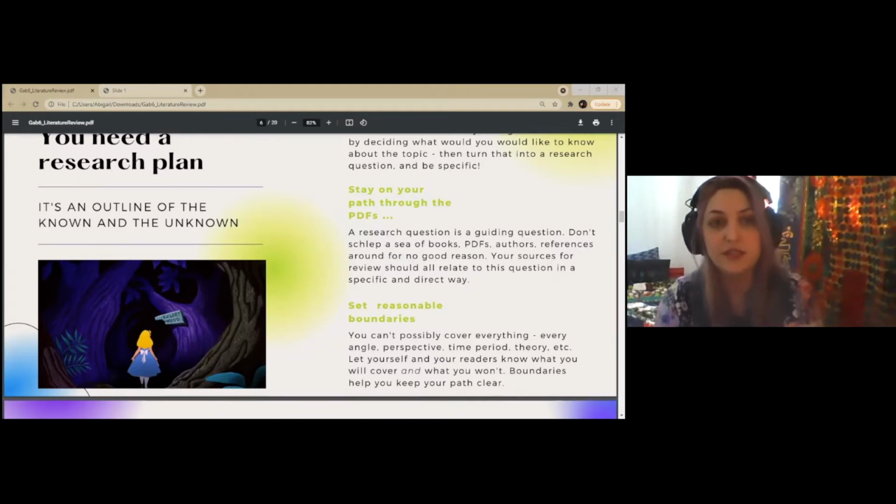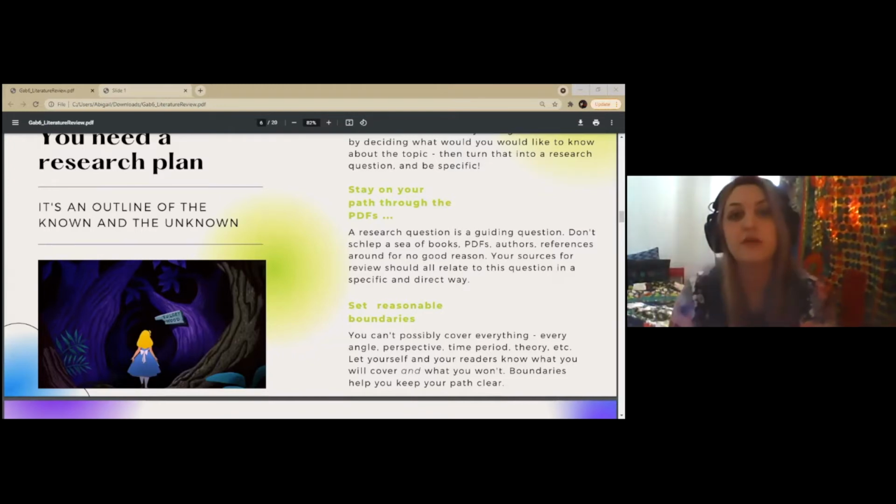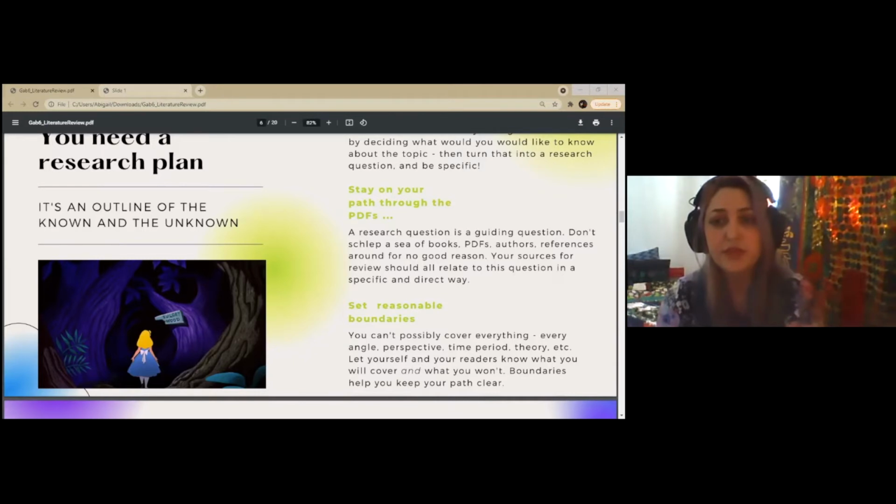And the best way to do this is to decide upon a guiding question. What's going to guide your research? What's going to help you figure out your path through the stack of nonsense or the stack of PDFs or books? And that guiding question is going to be a research question.